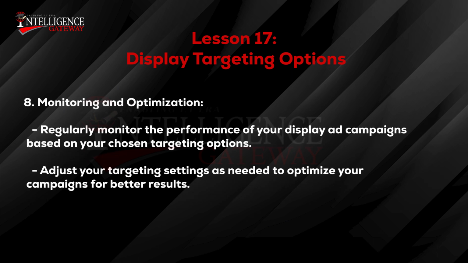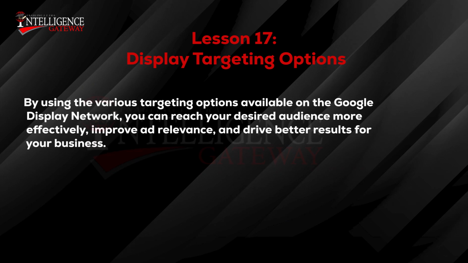8. Monitoring and optimization. Regularly monitor the performance of your display ad campaigns based on your chosen targeting options. Adjust your targeting settings as needed to optimize your campaigns for better results. By using the various targeting options available on the Google Display Network, you can reach your desired audience more effectively, improve ad relevance, and drive better results for your business.